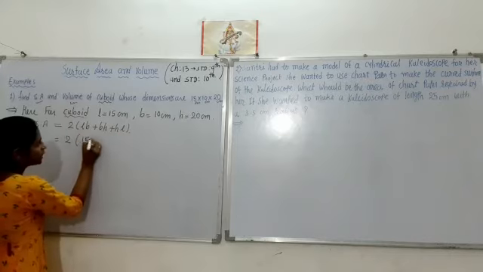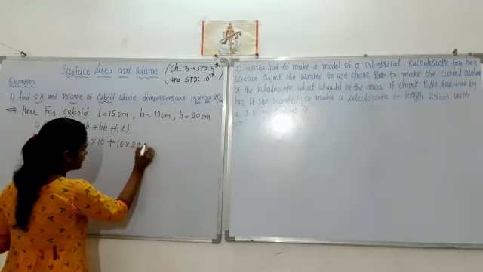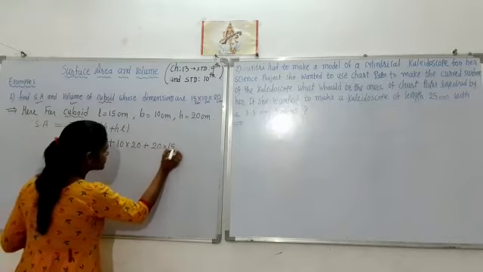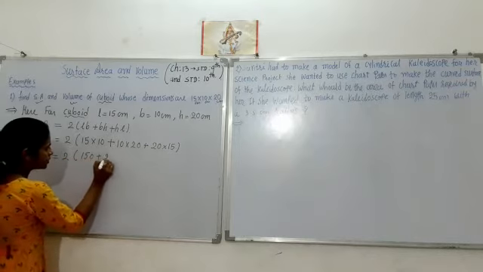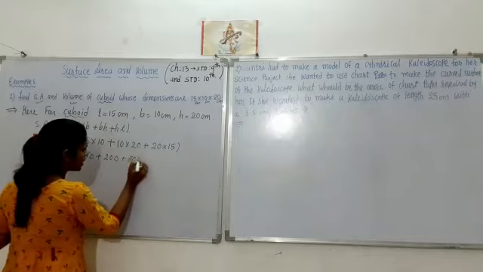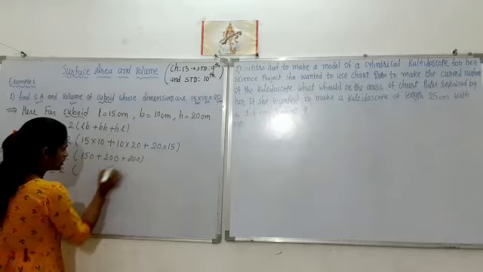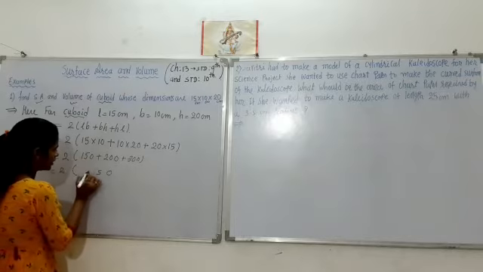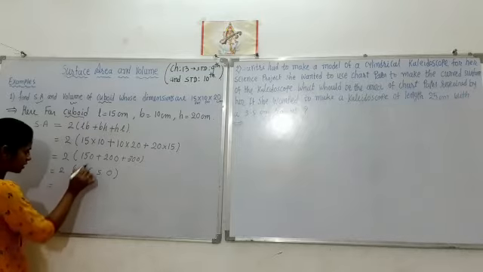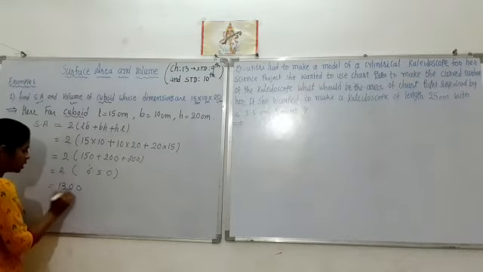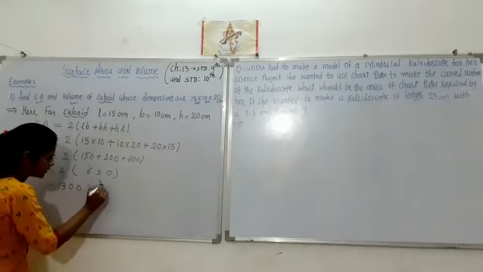Your length is 15, breadth is 10. Your breadth is 10, your height is 20. Height is 20, length is 15. So this is 150, 200, this is 300. Now add all this: 150 plus 200 plus 300 is 650. Now multiply this by 2. 2 5s are 10, 1 carry forward, 2 6s are 12 plus 1, 13. So 1300 is the surface area, and this is in centimeters, so its unit is centimeter square.